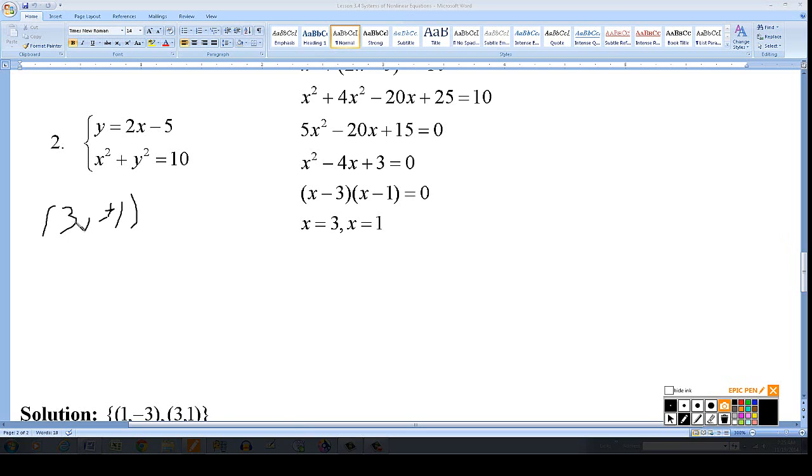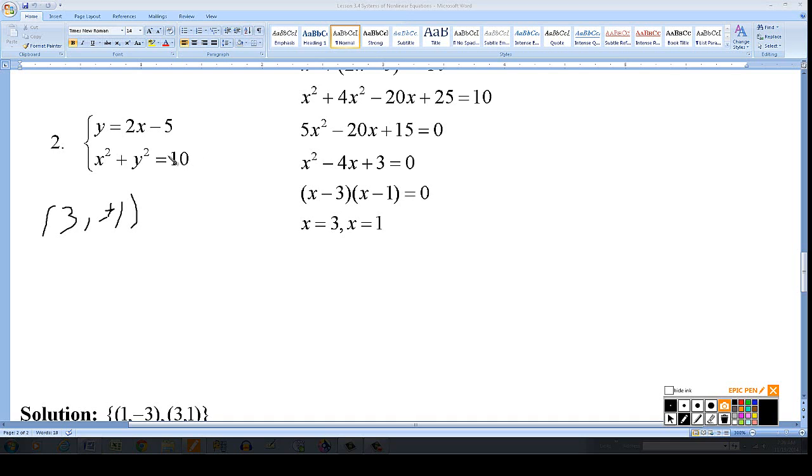So we know that 3, 1 works because we tried that one already, but 3, negative 1, it's not going to work in that first equation because I put a 3 where the x is. I get 6 minus 5 is 1. Okay, so the 3 and the negative 1 are not going to work. The 3 and the 1 will. So when you plug the values in the second equation like this, and you're using the square roots, make sure you check all your solutions.